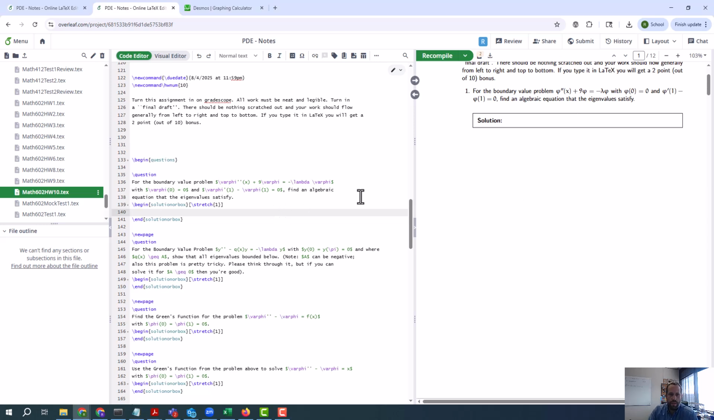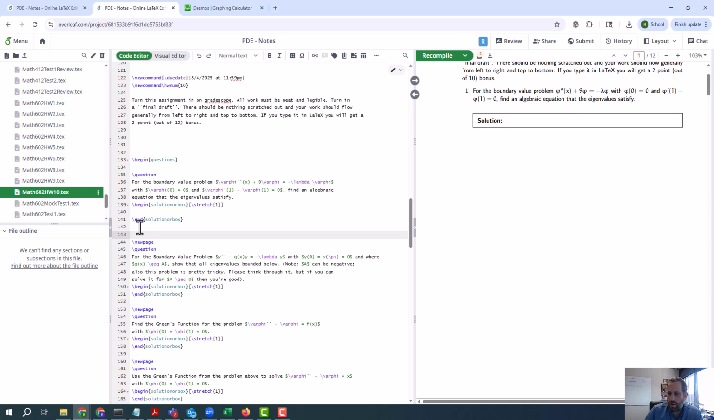Okay, so this problem is going to be a little more intricate than you're going to see exactly like on a test, at least the first part, and I'll explain why. We want to find an algebraic equation that the eigenvalues satisfy, but notice I haven't told you whether or not the eigenvalues are positive or negative.